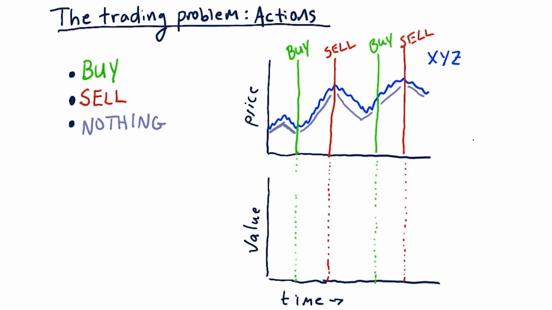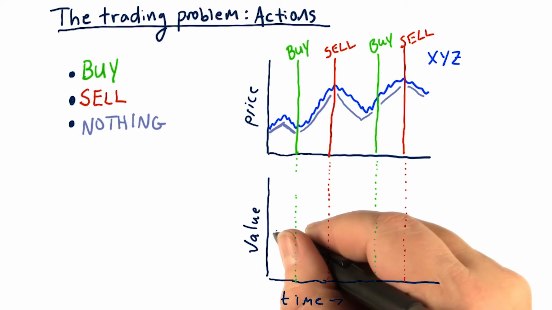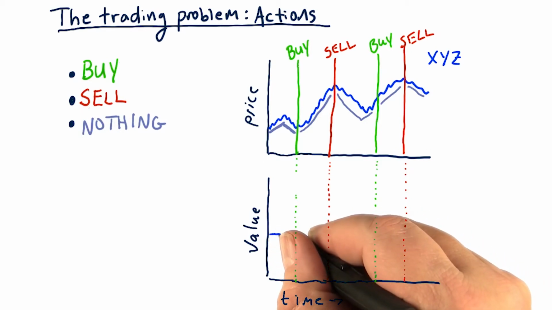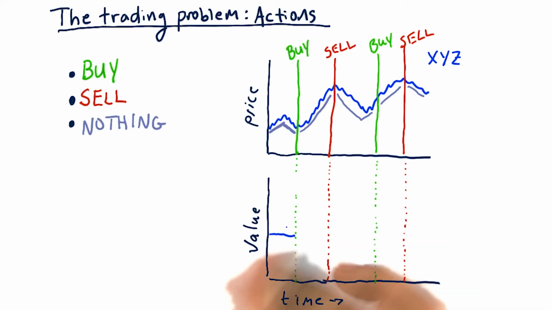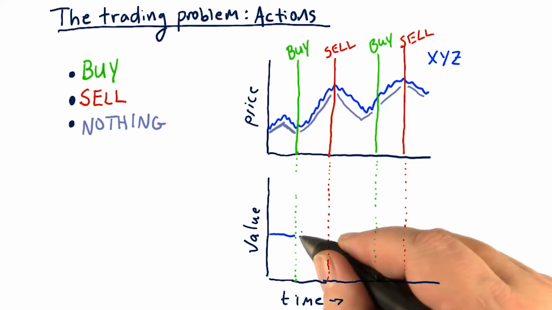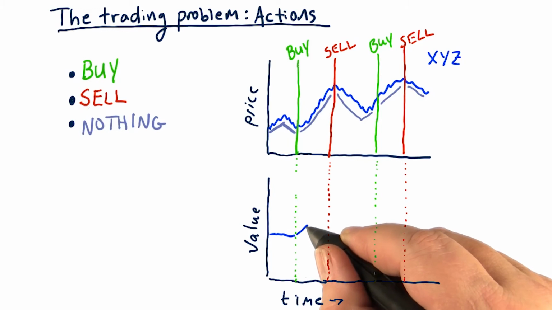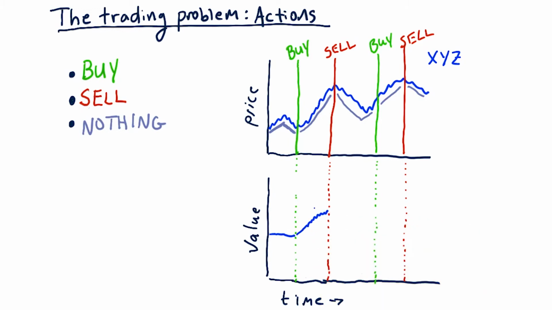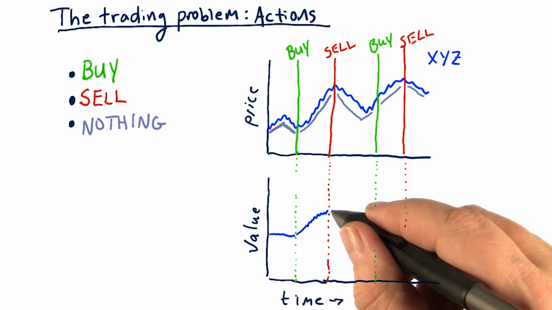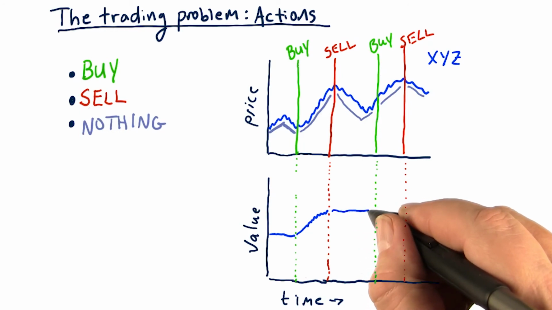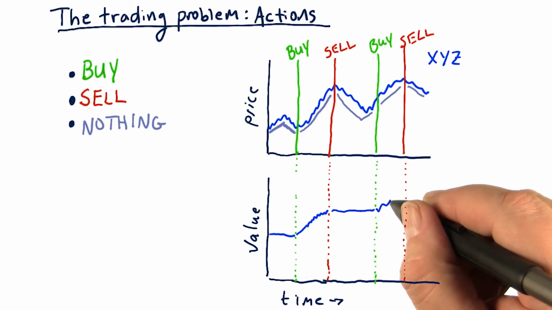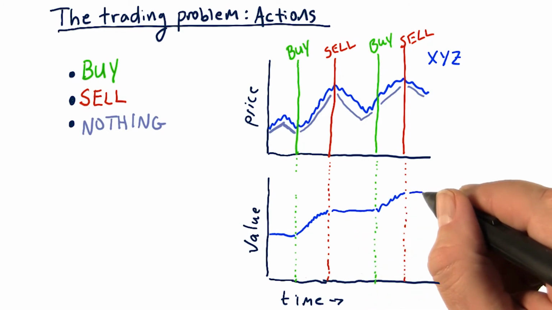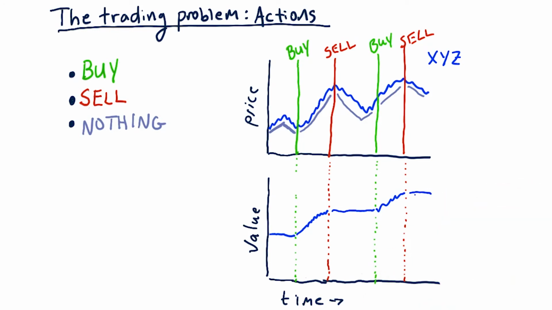Let's consider now what these buys and sells, how they affect our portfolio value. So we start out with whatever we've got in the bank, and there's no trading for a while. Suddenly there's a buy, and then we see an increase in our portfolio value until we hit that sell. Then nothing. Again, another buy and a sell and nothing. So you see this sort of stepped behavior.